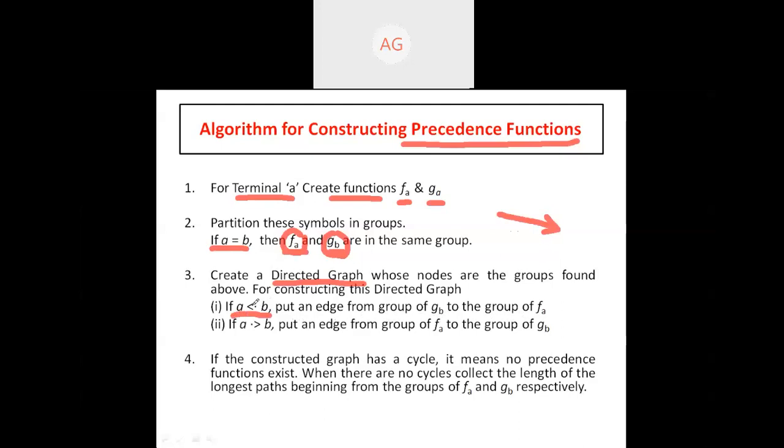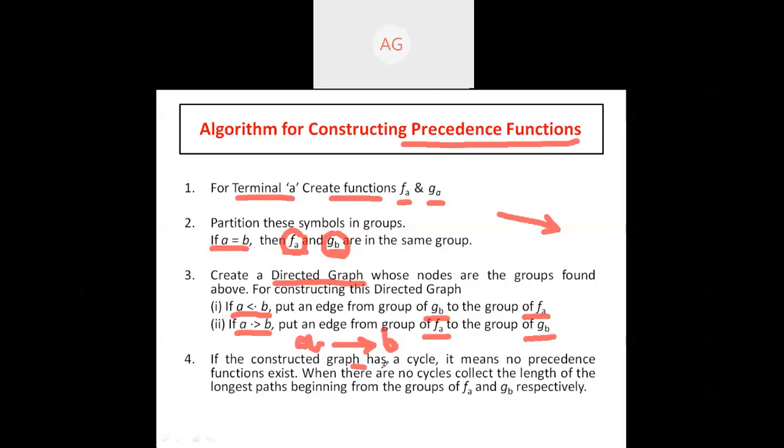So here b is greater than a, so we need to go from gb to group fa. And if a is greater than b, then we need to put an edge from group fa to the group gb. So whichever is greater, you need to move from there. If a is greater than b, you move from a to b, and this is your direction, a to b. And if b is greater than a, then the direction is reversed.